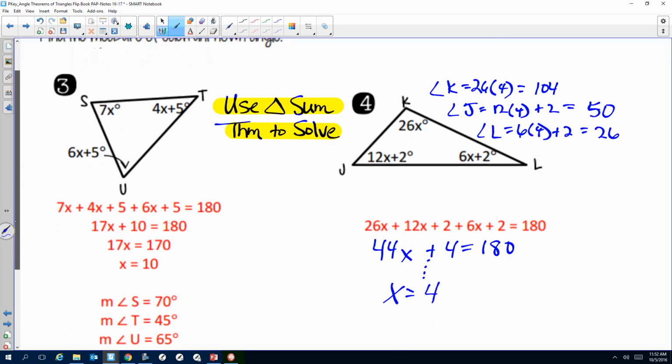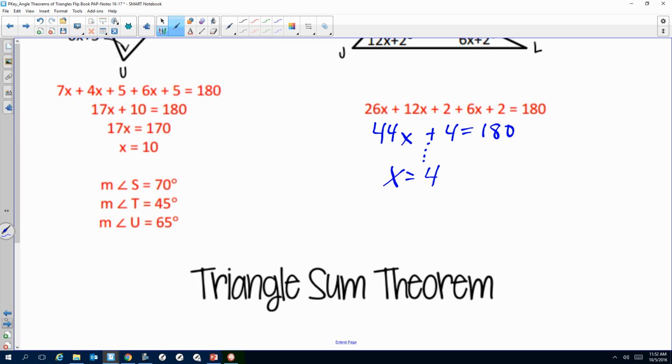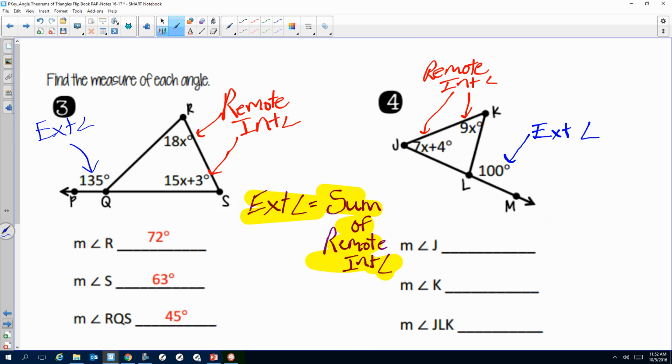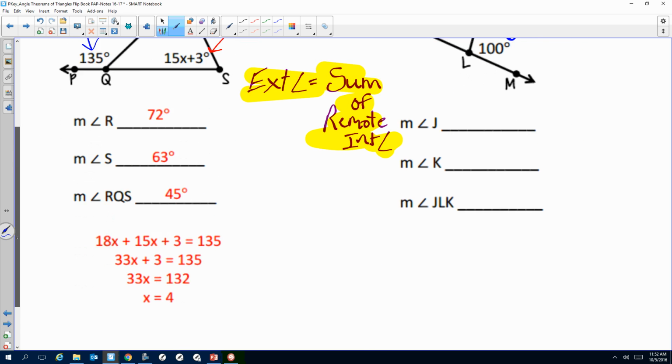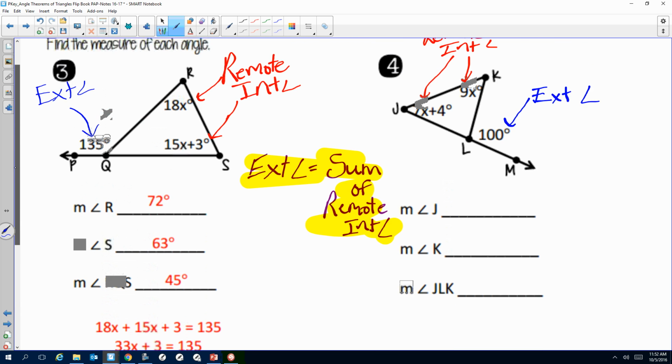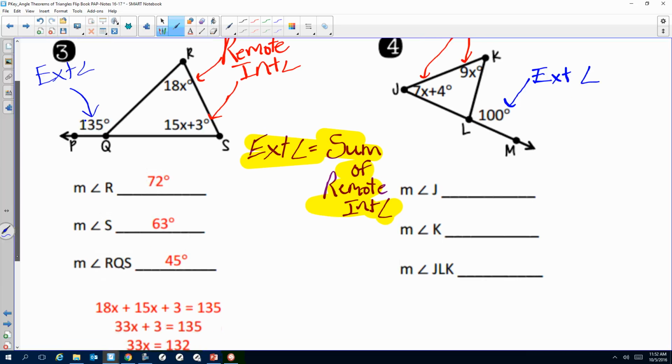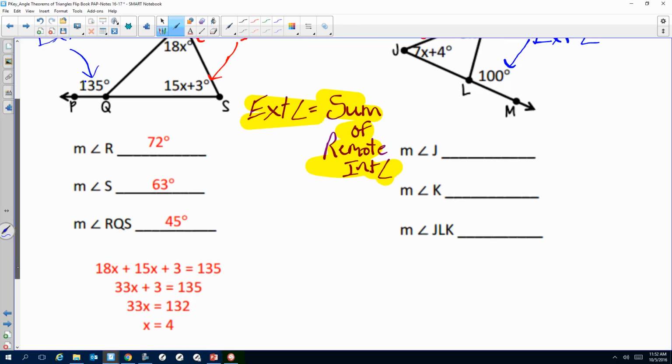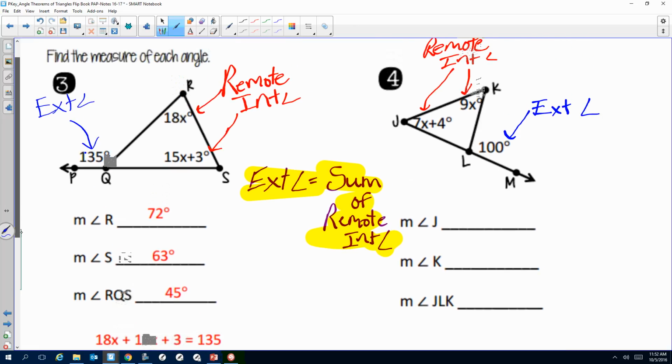Okay, oh, I went the wrong way, sorry. So we're going to star these two. These are more like the assessment type questions. Okay. So they pretty much gave you their setup and their work and answers to number 3. I just added showing which one was the exterior and which is the remote interior. I wanted you to use what they did on 3, watch their work, their process, to solve number 4.